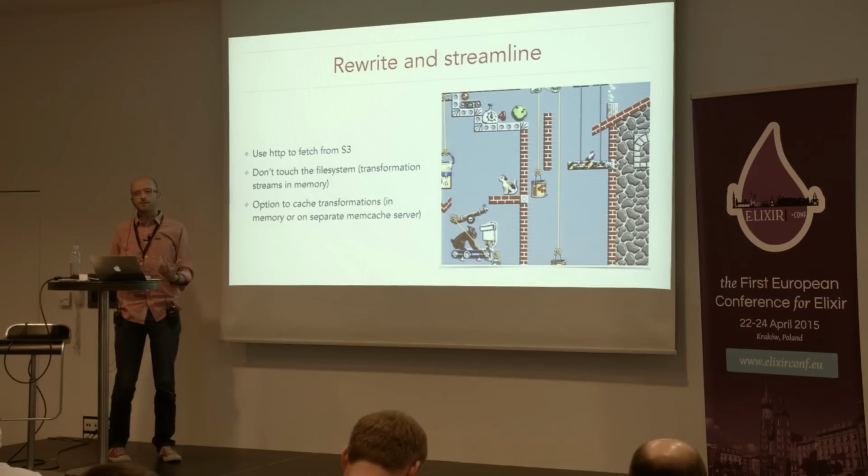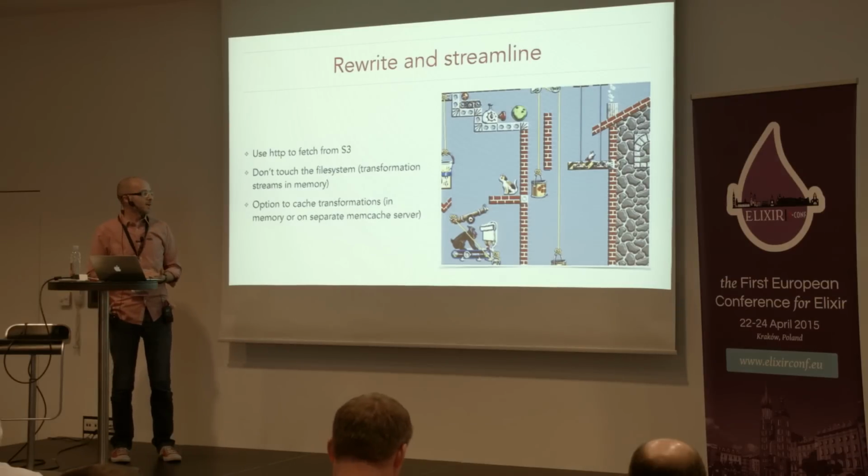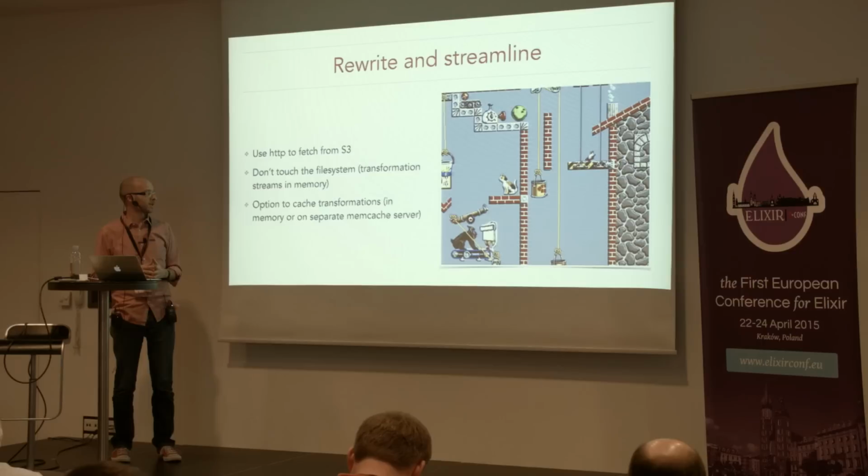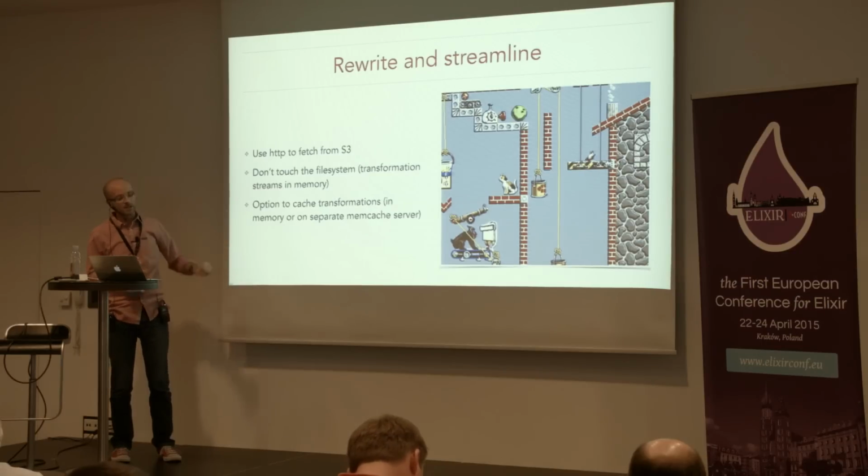In addition, if we write it from scratch, we can decide to cache at different layers. Like if you have 12 images generated from a single source image, you just fetch it once and then compute all the other ones based on a local cache. Or maybe a separate cache server, that depends on the infrastructure. So we definitely had some other options.